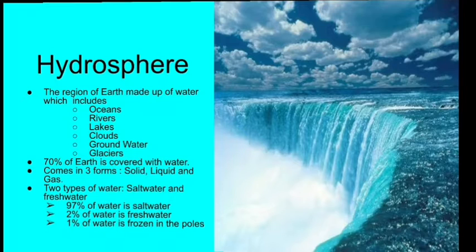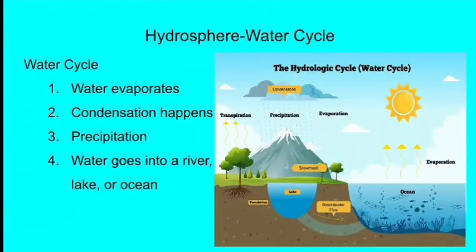By solid, liquid, and gas, I mean that solid is ice cubes and glaciers, liquid is just plain water, and gas is water vapor. There are two types of water, which are salt water and fresh water. 97% of water is salt water, 2% of water is fresh water, and 1% of water is frozen in the poles.